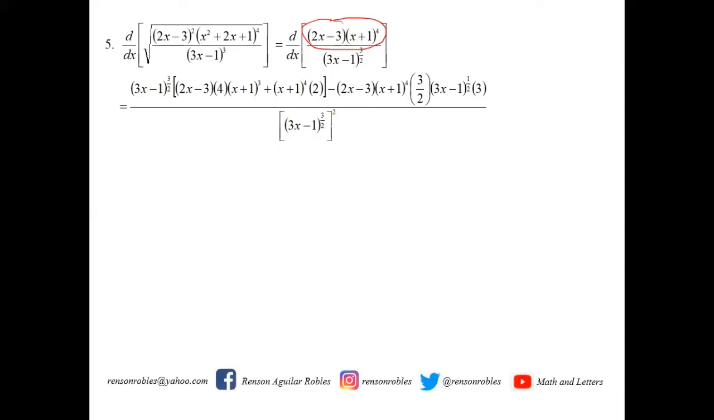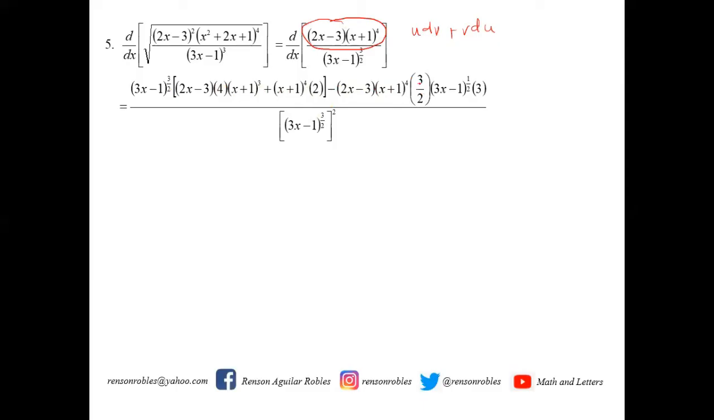So the derivative of this, you apply the u dv plus v du principle. And you shall have 2x minus 3 times 4 times x plus 1 to the third power plus the quantity x plus 1 to the fourth power times 2. Then minus 2x minus 3 times x plus 1 to the fourth power. This is the numerator. Our v, this is our u.